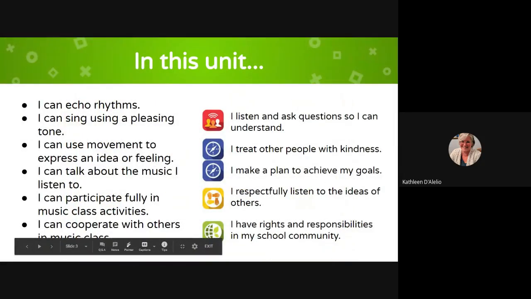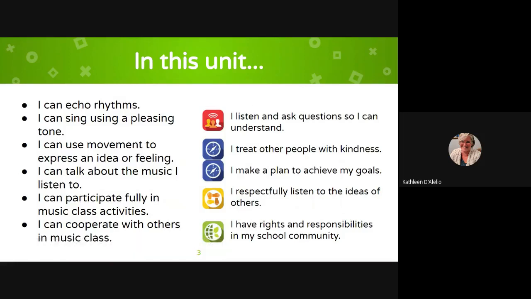In the first unit for general music, we're going to do the following. We're going to echo some rhythms, sing using a pleasant tone, use movement to express an idea or feeling, and we're going to talk about the music that we're listening to. Sometimes we're going to use faces. How do we feel about the music we just heard? Today, you're going to learn a lot about what your job is and how we can participate fully in music class activities and how we're going to work with one another to make this virtual experience a success. So that's what a lot of today is.